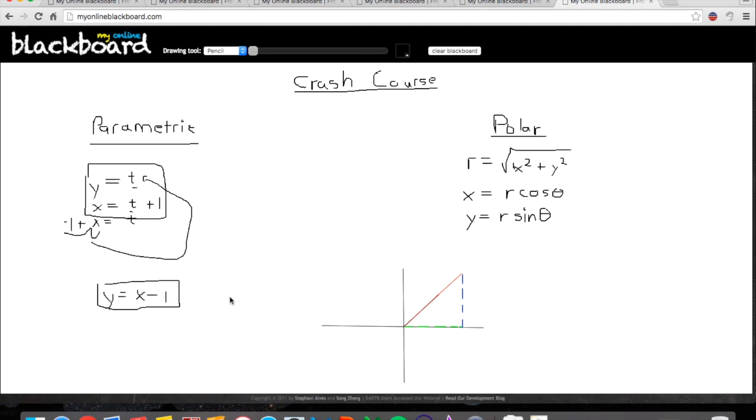Polar is a little bit more complicated, so I'll spend a bit more time on this. So you have r, y, and x. This is how we change between different coordinate systems. This is what we call the Cartesian coordinate system, what we've been dealing with this entire time. We just have y here and x here. Our goal is to change it to polar. So polar is a coordinate system that looks like so.